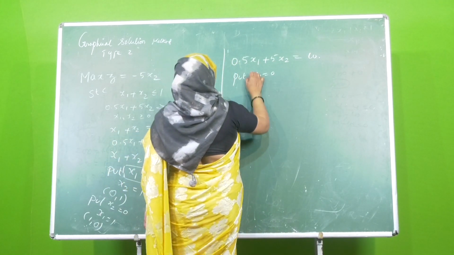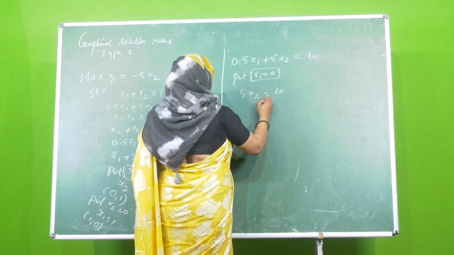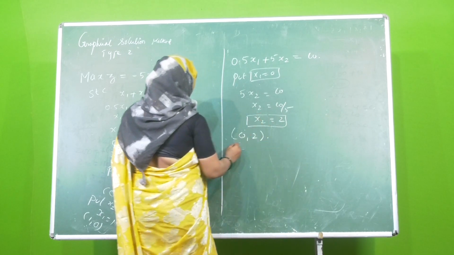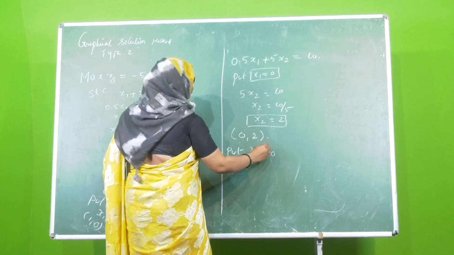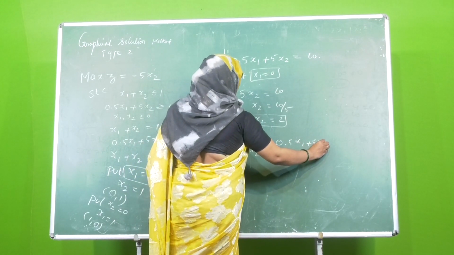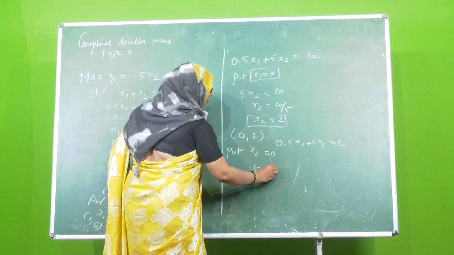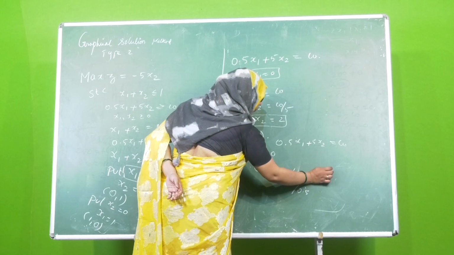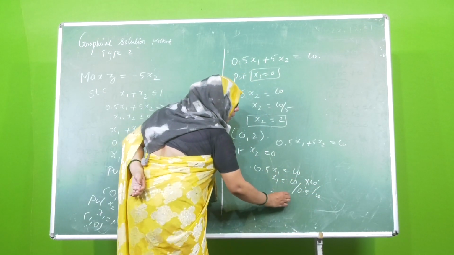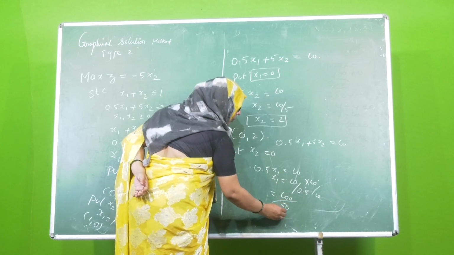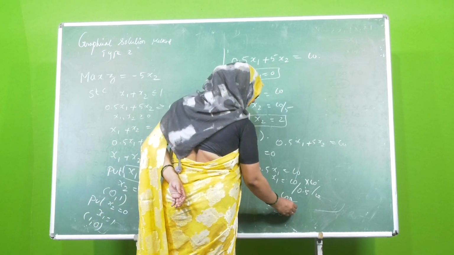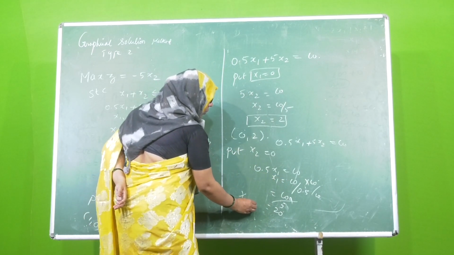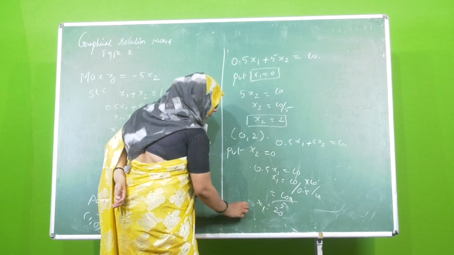In equation 2, put x1 equal to 0, that is 5 x2 equal to 10, x2 equal to 10 by 5, that is (0, 2). And put x2 equal to 0 in 0.5 x1 plus 5 x2 equal to 10. Here 0.5 x1 is equal to 10, x1 equal to 10 divided by 0.5, that is 20. So the point is (20, 0).